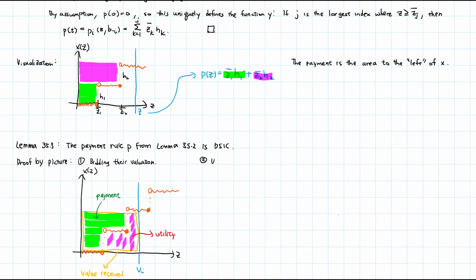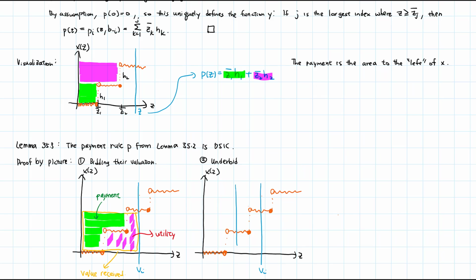Now let's take a look at what happens if we underbid. Suppose our new bid is here. Can you find the areas that represent value received, the payment, and the utility? We have a smaller allocation this time, so the value received is this smaller rectangle. At the same time, the payment is also smaller, which is in this area. And the difference is the utility. Notice that this utility is smaller than the one we had from before.